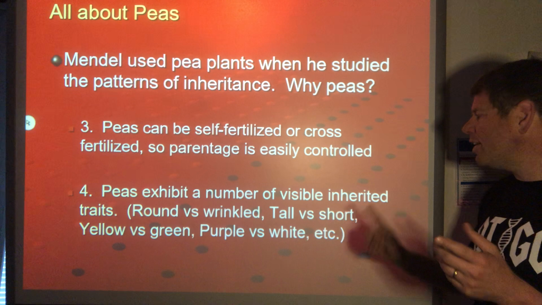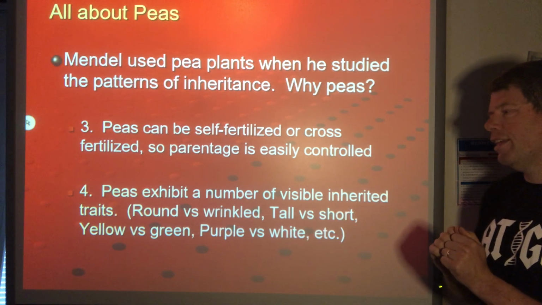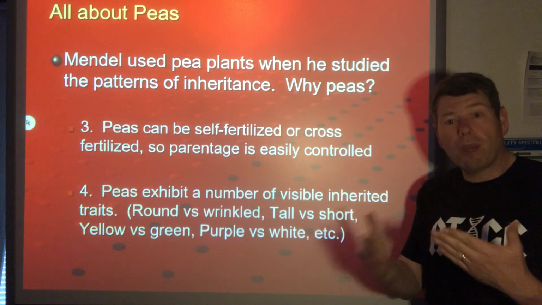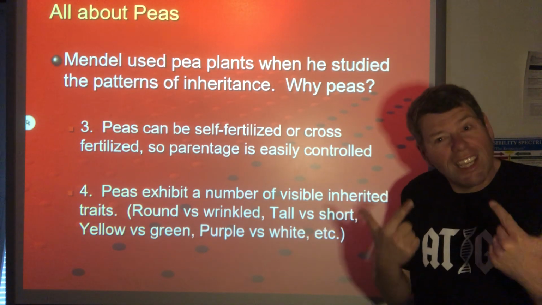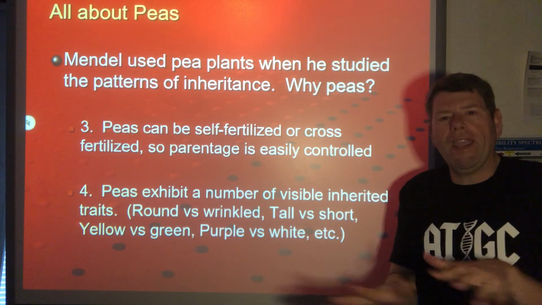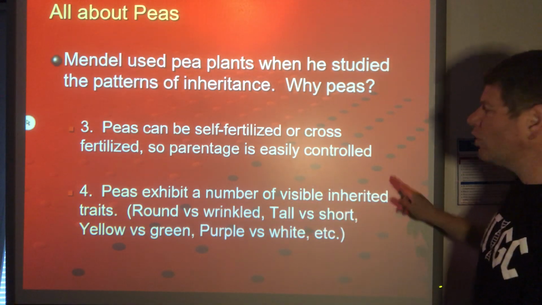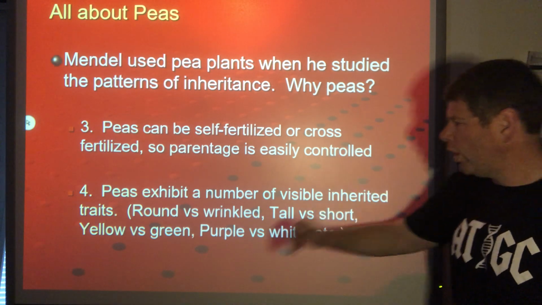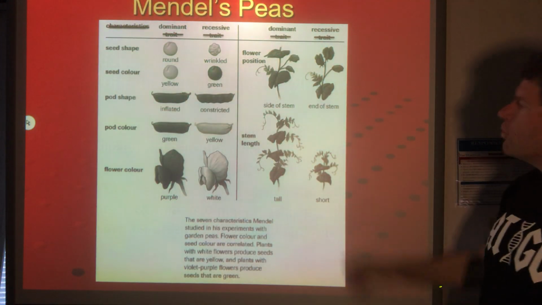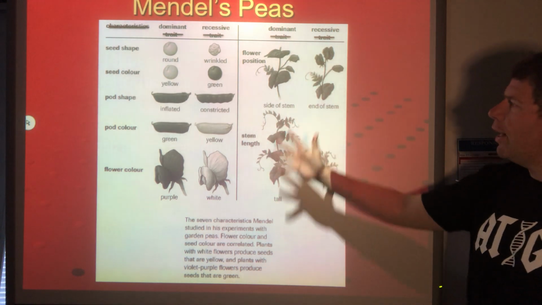They have both male and female sexually reproducing structures. And peas exhibit a number of visible inherited traits. So traits that are easy to see one way or the other, and they can only be expressed in two different ways, like tongue rolling, right? I can roll my tongue or I can't roll my tongue. There's no halfway, all right? And peas have a lot of those traits. Tall, short, yellow or green seeds, purple or white flowers, etc. There's a whole list of them there, all right?